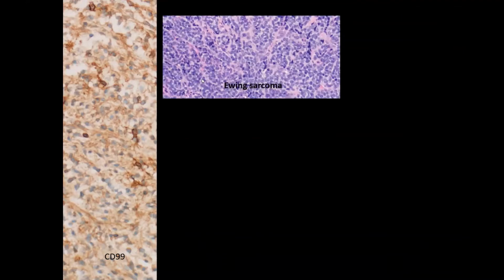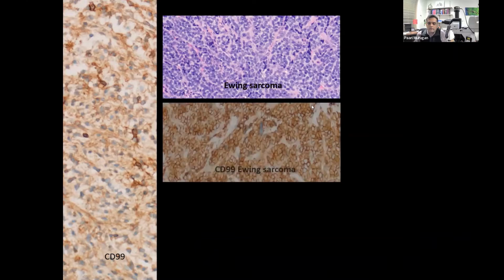So how does Ewing sarcoma show up with CD99? Here's an example of another case, which is a Ewing sarcoma. And if you do CD99 in this, this is the pattern you should be seeing. It's a diffuse, strong transmembranous pattern, almost every single cell, almost like what you see in 3+ HER2 for breast cancer. That's what you should be seeing in CD99 for Ewing sarcoma. And that's certainly not what we see here in our tumor, right? So it's unlikely to be Ewing sarcoma.